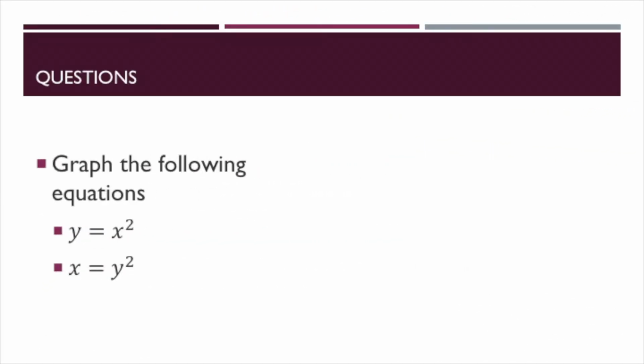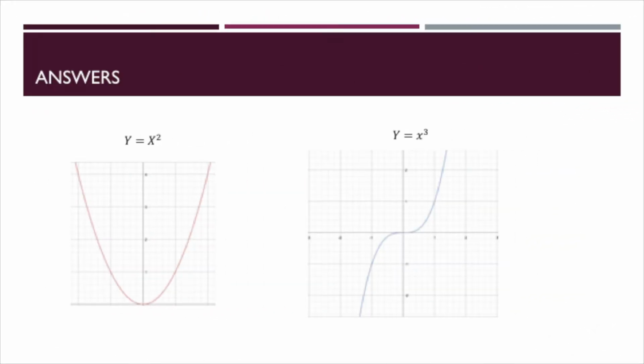Okay, let's do some problems. First one is, let's graph the following equations: y equals x squared, and then graph the equation y equals x cubed. Hopefully your graph should look like the two we're showing here on the screen. Well, y equals x squared we know is a parabola, and we know that for x equals 1, y equals 1, and for x equals 2, y equals 4. So you should get a nice little curve like that, and then with y equals x cubed, you get that nice little S curve.